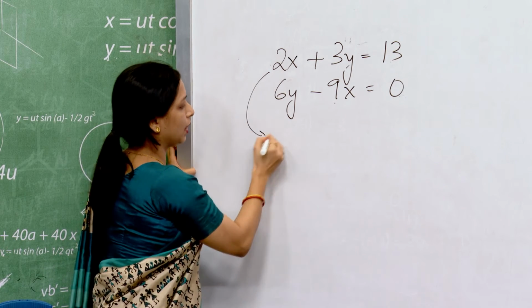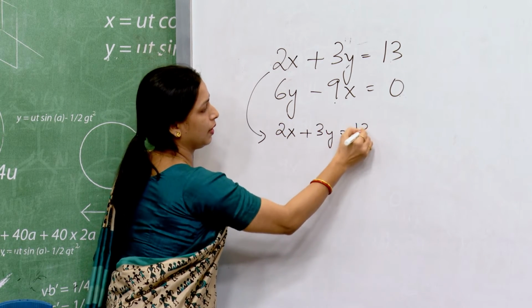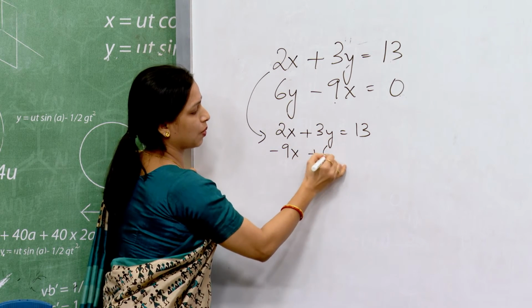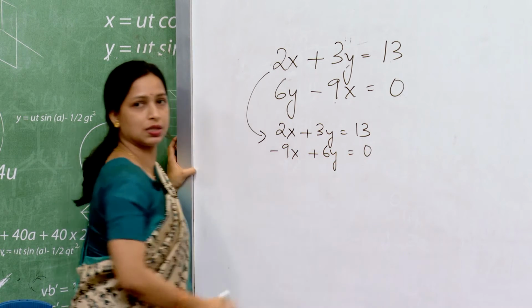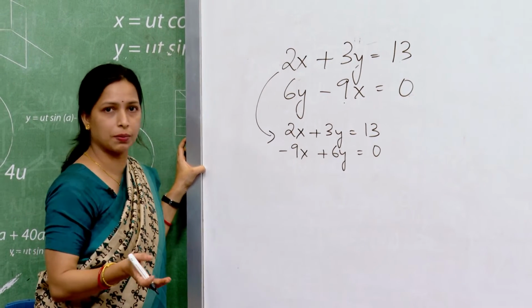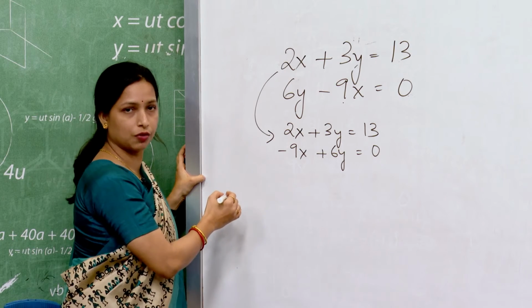So, you have to first arrange the variables properly. How do we do it? We write 2x plus 3y equals 13 and here minus 9x plus 6y equals 0. So, this is the proper order of both the equations. Now, we can use Cramer's rule to find out the values of the unknown variables.